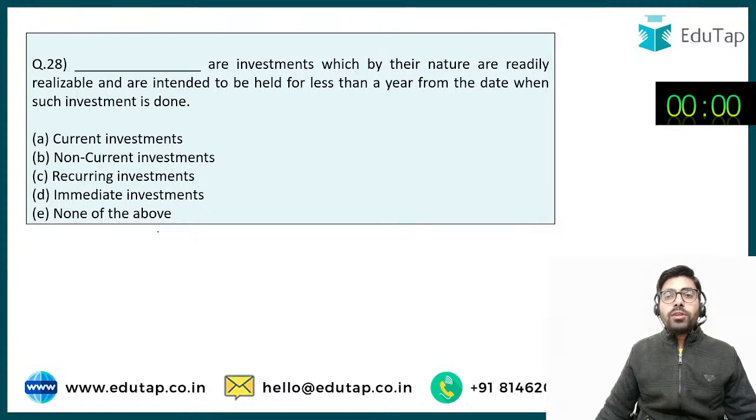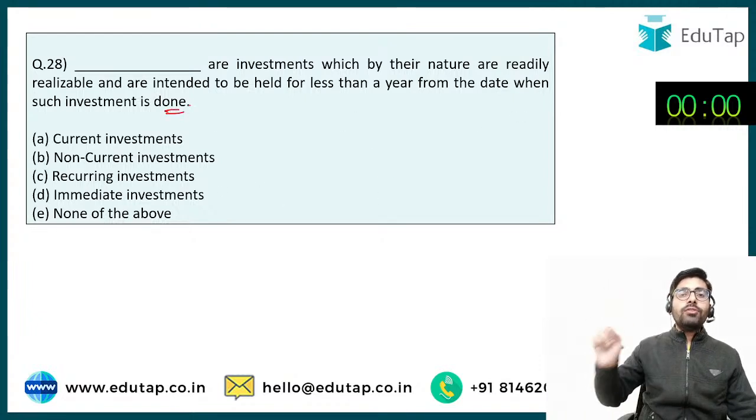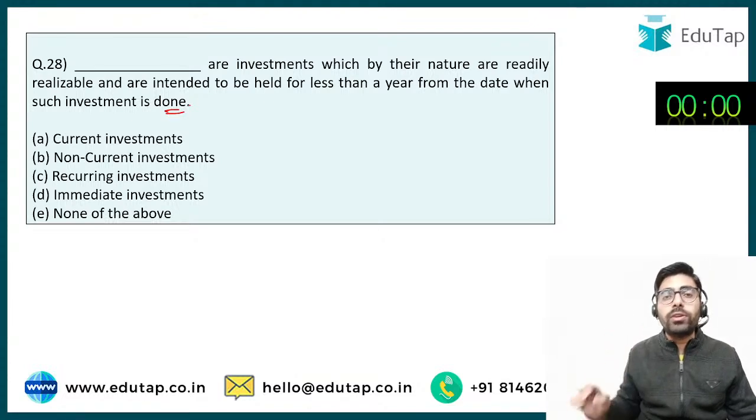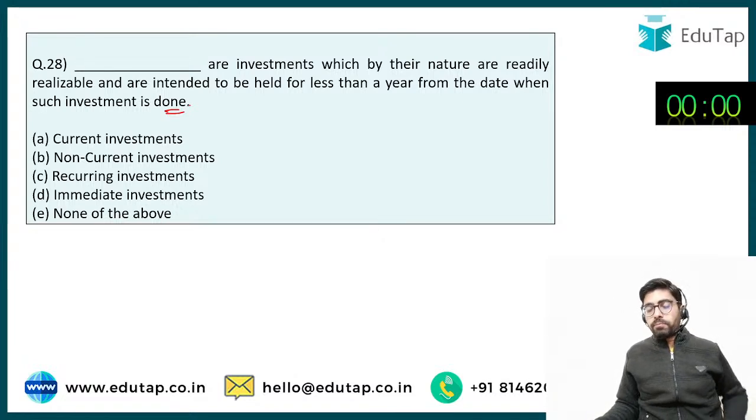Dash are investments which by their nature are readily realizable and are intended to be held for less than a year from the date when such investment is done. And with this question, I want you guys to tell me which accounting standard is related to investment. Which accounting standard is related to the investment?